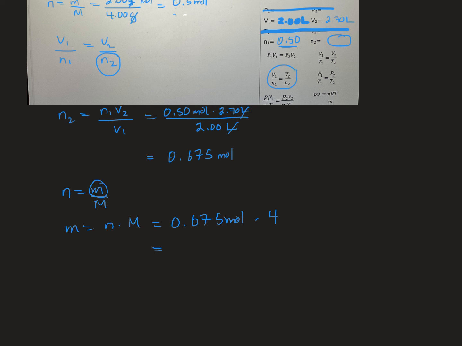Okay, and so 4 grams per mole. Calculator. Okay, so it comes out to 2.70 grams. For the molar mass of helium, I should have written 4.00. So I think there's 3 sig figs in that question. Okay, hopefully that helps you.